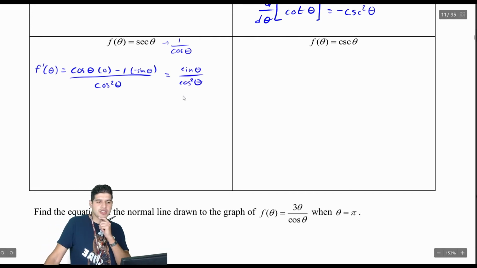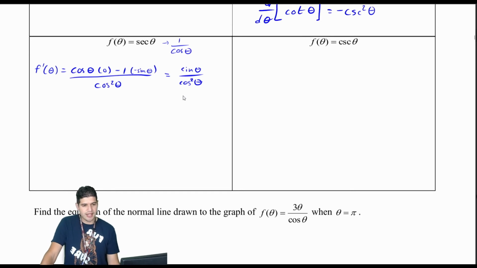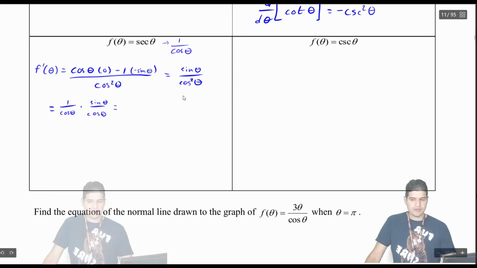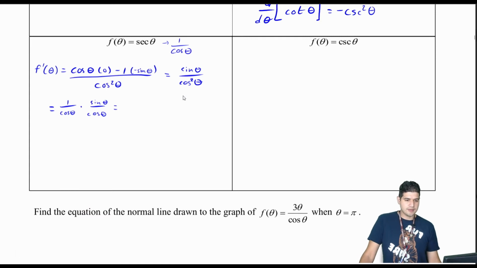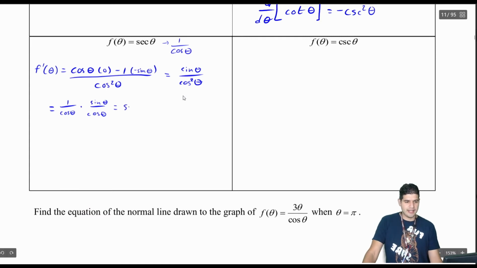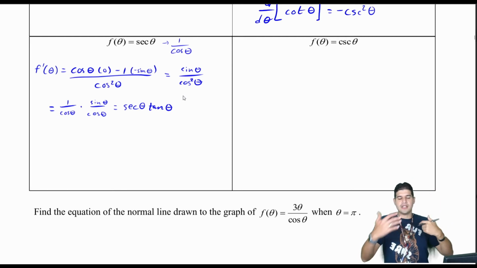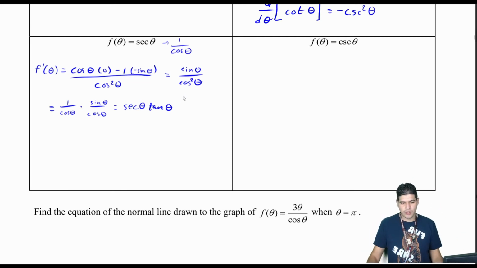Now that doesn't look too good, so I'm actually going to rewrite that real quick as 1 over cosine theta times sine theta over cosine theta. The reason I want to rewrite it is because 1 over cosine is secant theta, and sine over cosine is tangent theta. And that's a little bit easier for me to recognize instead of seeing all these other parts and squares.